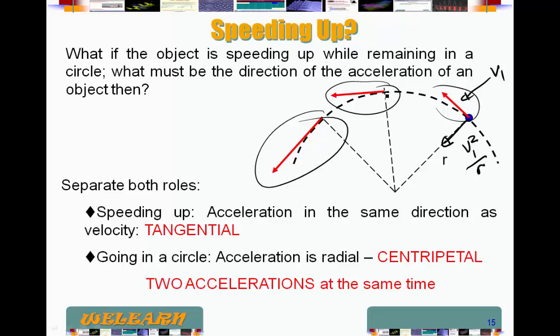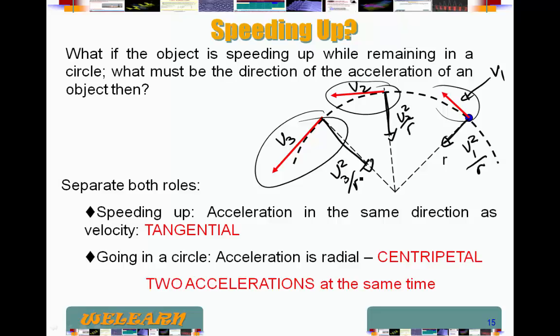In here, that centripetal acceleration is going to be v2 squared over r, where this is v2. Here, if this is v3, this is the acceleration. It's going to be v3 squared over r. Again, remember, this is the acceleration responsible for changing the direction. This is the centripetal acceleration.